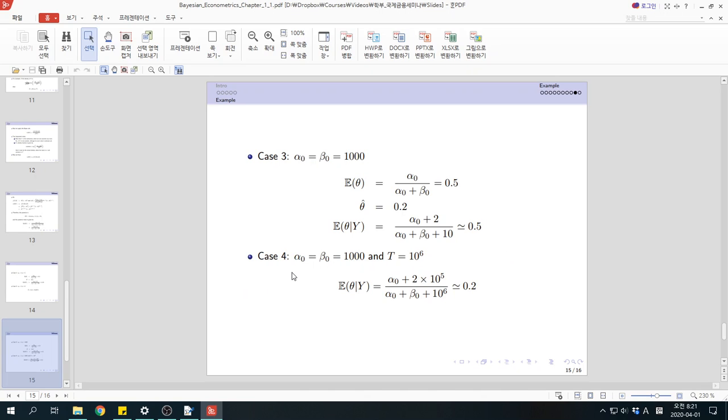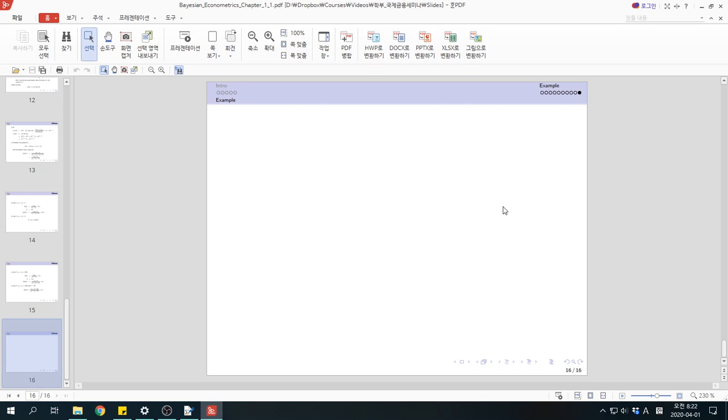So we cannot simply say the data is sufficient or the prior is strong. Strong prior and sufficient data are purely relative terms. They are purely relative between the prior and the data information. They are not absolute. Okay, I think we are done today.